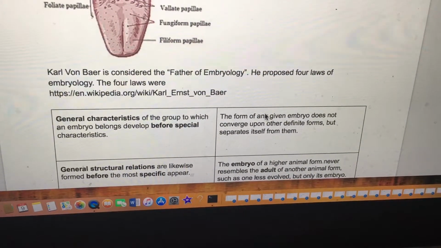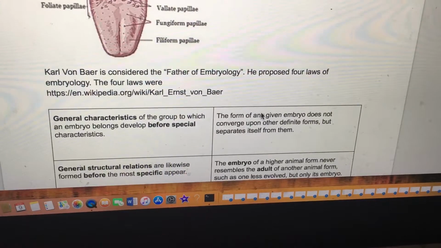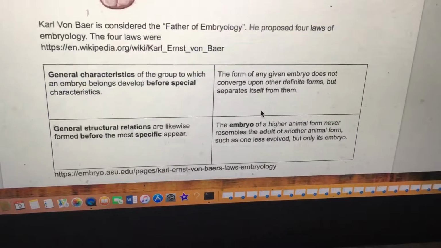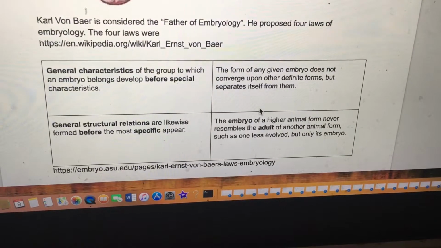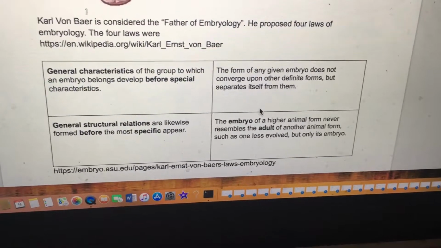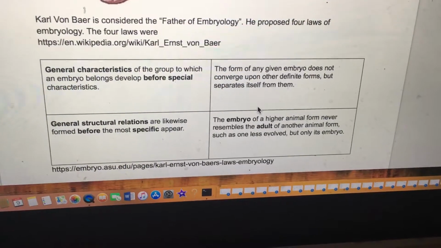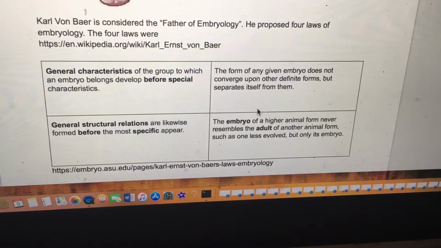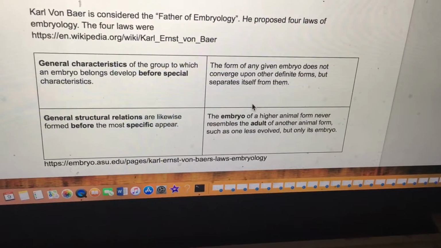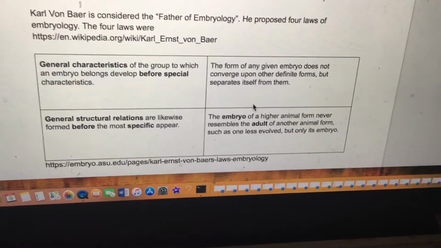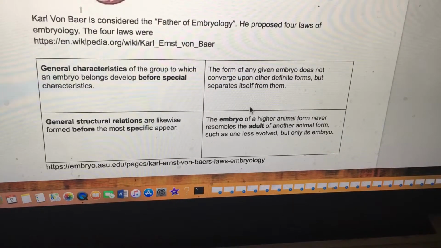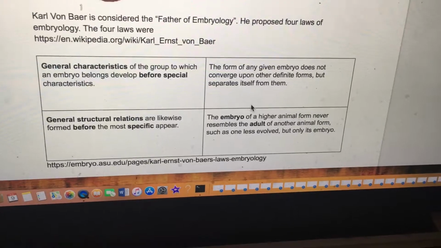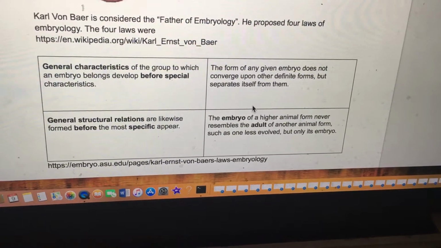Carl von Baer is considered the father of embryology. He proposed 4 laws of embryology. The 4 laws were: general characteristics of the group to which an embryo belongs develop before special characteristics. General structural relations are likewise formed before the most specific appear. The form of any given embryo does not converge upon other definite forms, but separates itself from them. The embryo of a higher animal form never resembles an adult of another animal form, such as one less evolved, but only its embryo.